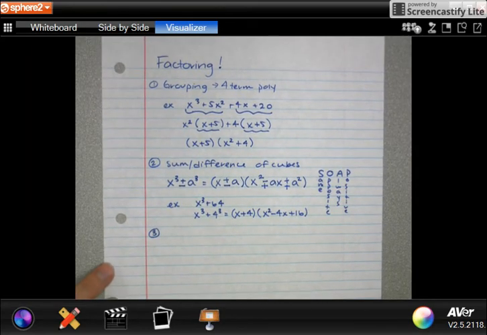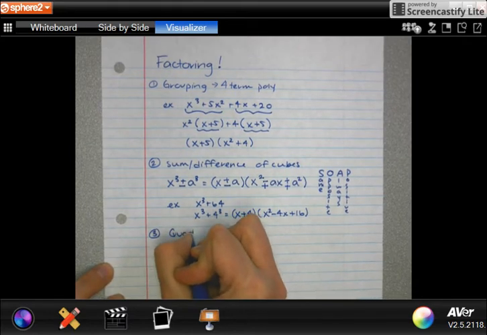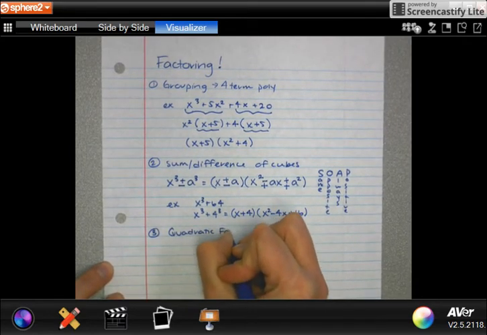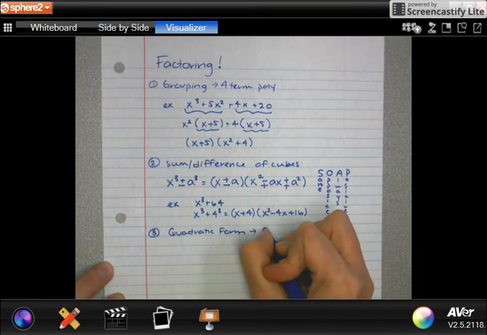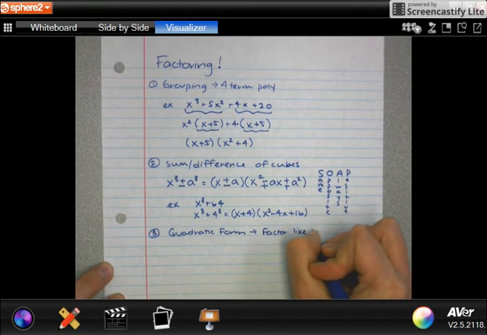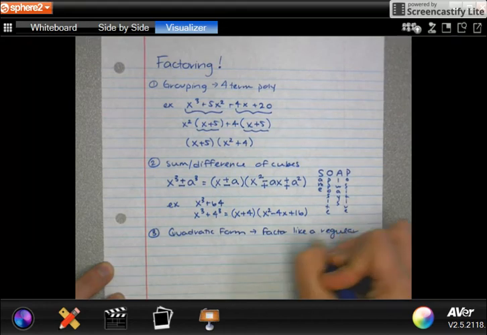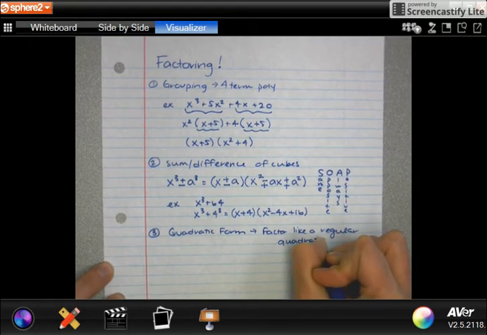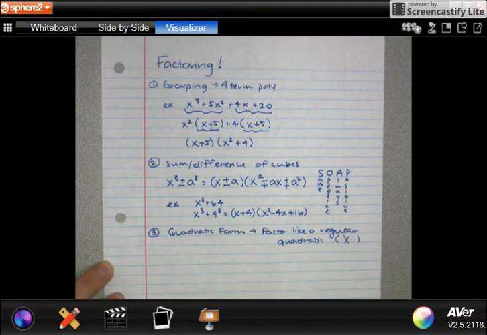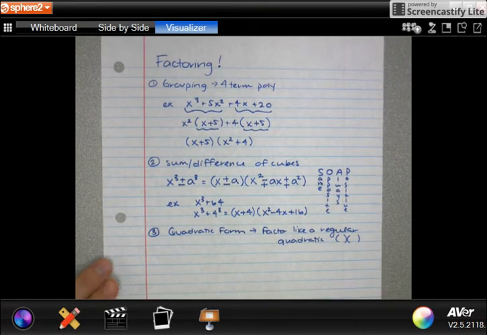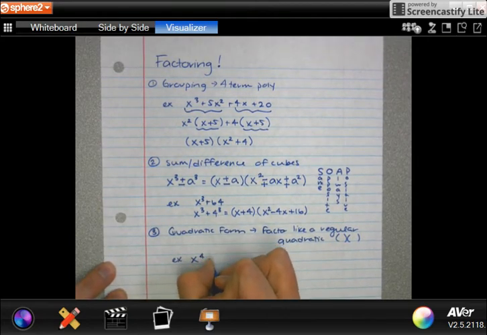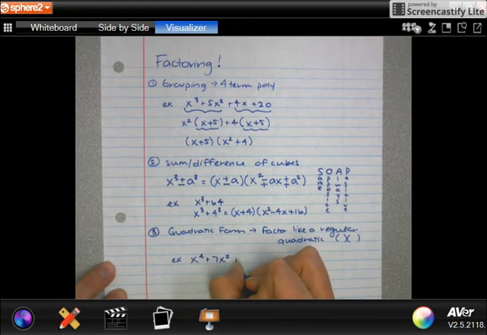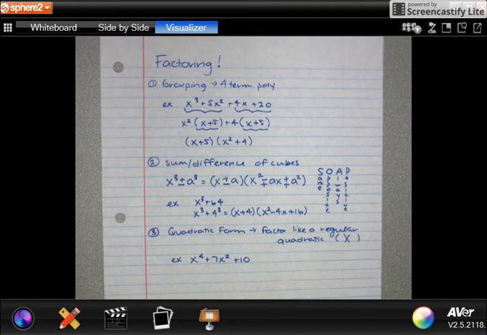The next factoring method that we're going to talk about is called quadratic form. So you're going to factor it like a regular quadratic, which means the double sets of parentheses type of thing. But really, this is just going to be a higher degree. An example of this is x to the fourth plus 7x squared plus 10. Hopefully you can see that it's like a quadratic trinomial that you would just factor this way.